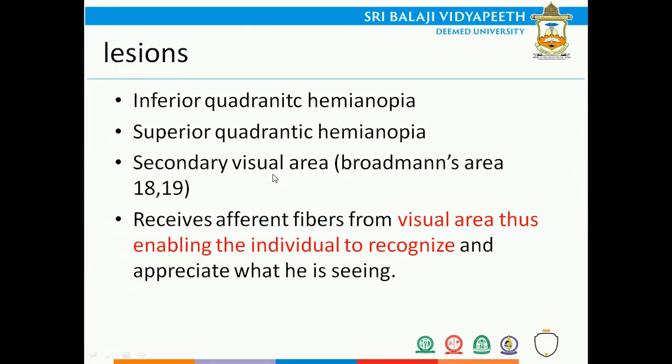Secondary visual area, otherwise called Brodmann's area number 18-19, receives afferent fibers from the visual area, thus enabling individuals to recognize and appreciate what they are seeing. So the visual area is connected with the temporal area for memory. It is connected with the auditory area for vision in coordination with auditory impulses. It is connected with the sensory cortex, the motor cortex, Broca's area, and Wernicke's area.